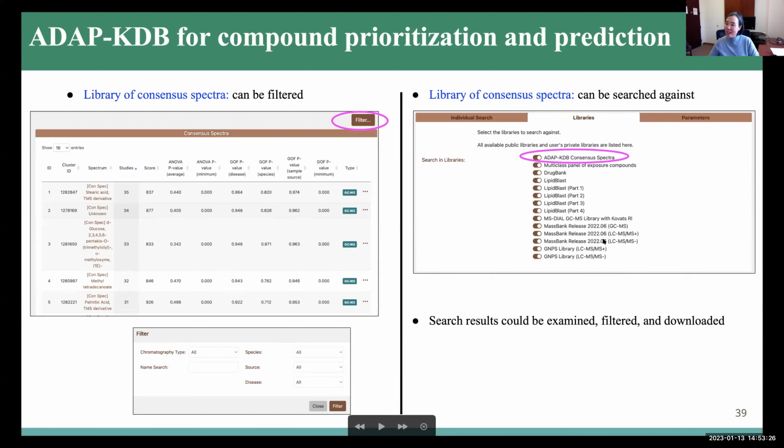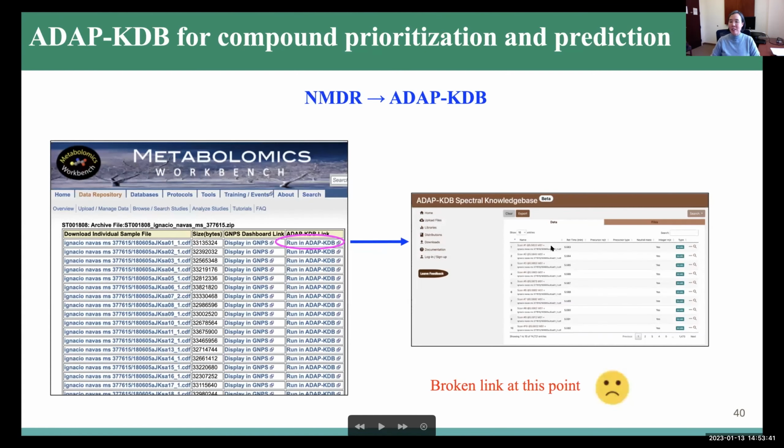And as I said earlier, this library of consensus spectra could be searched against. This is ADAP-KDB consensus spectra, in addition to other publicly available spectra that you could search against. After the search, you again could examine, filter, and download the search results.